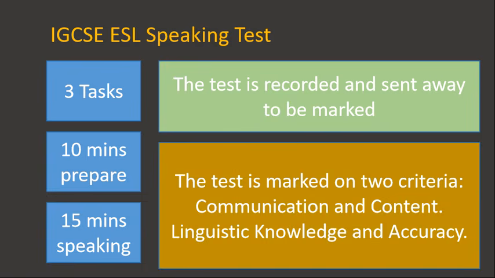And this test is marked on 2 different criteria. There's communication and content, and there's linguistic knowledge and accuracy. Communication and content is about your ideas and if they're relevant to the topic and how you express them, while linguistic knowledge and accuracy is more about vocabulary and grammar. We will see a little bit about those later on.